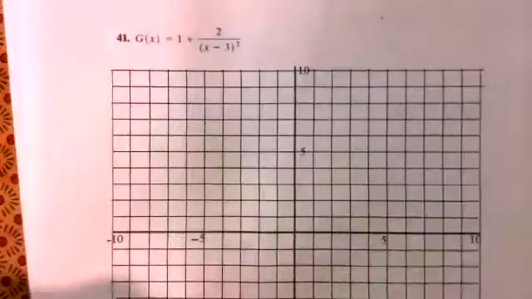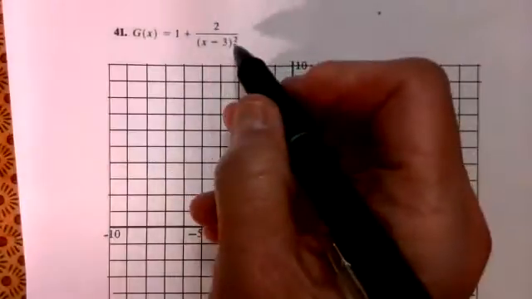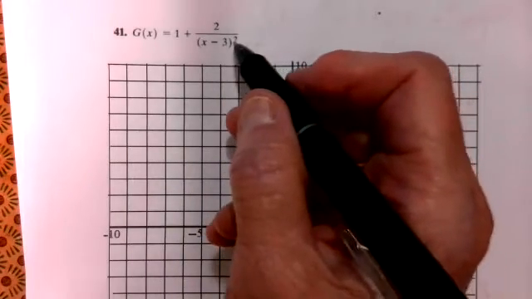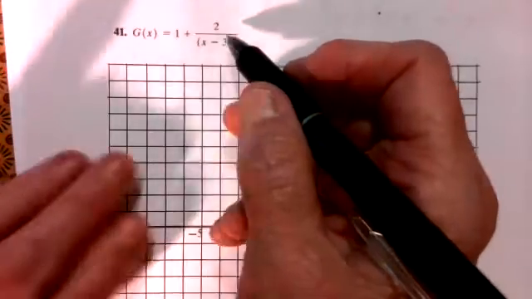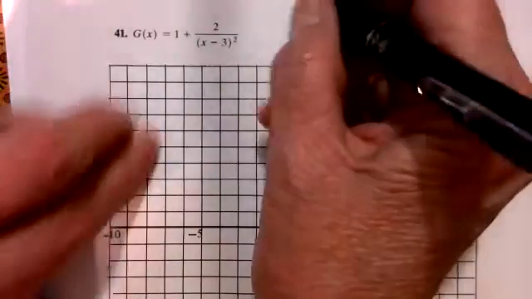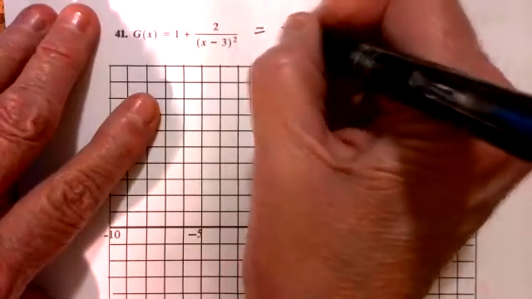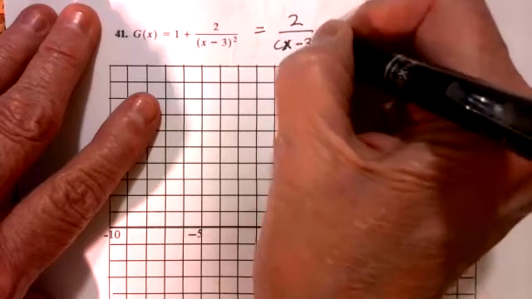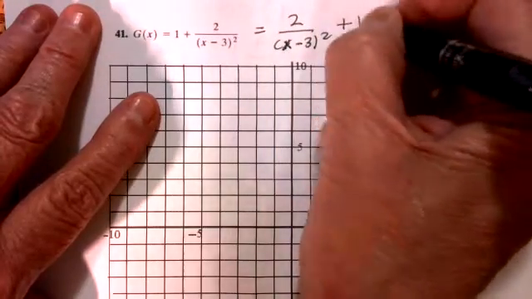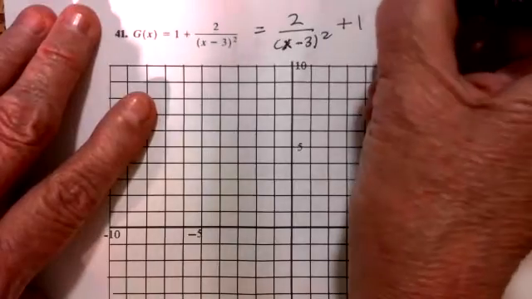Okay, so here is the function. And notice, I know that it's a transformation of y equals 1 over x squared because the square is outside the grouping symbol. So I'm going to rewrite it like this. It might help you see what the transformations are a little bit better. Plus 1.